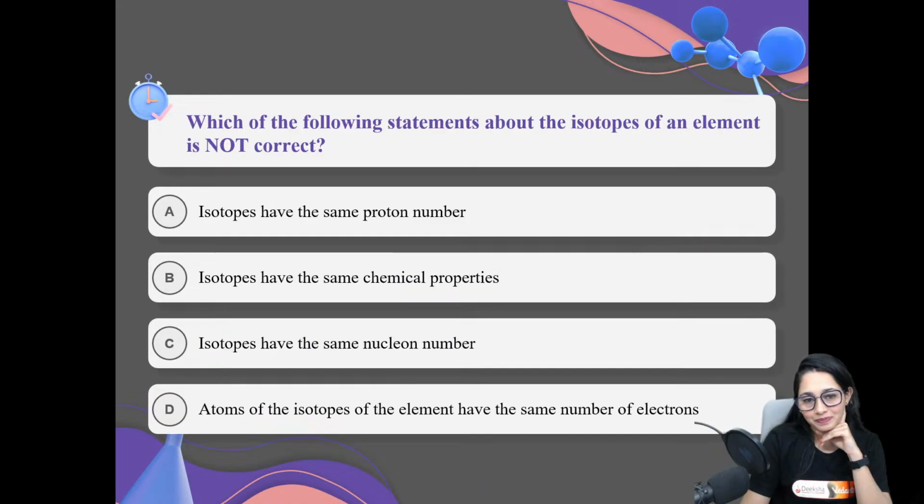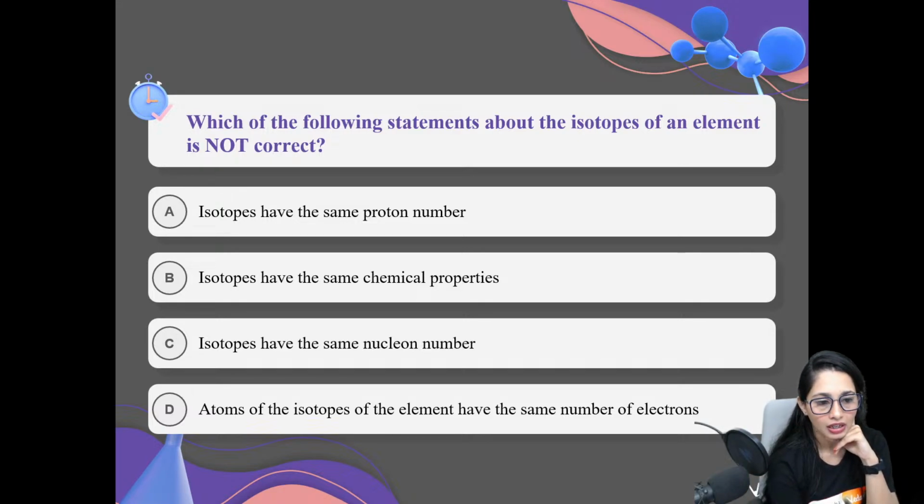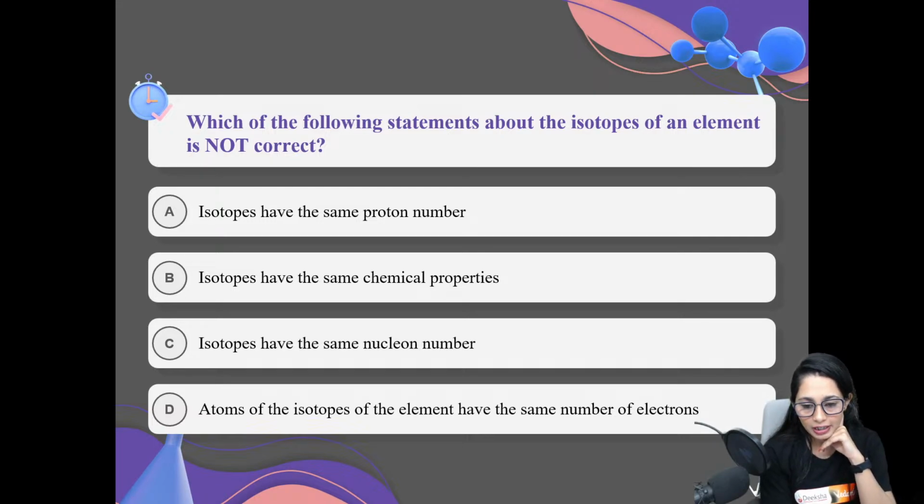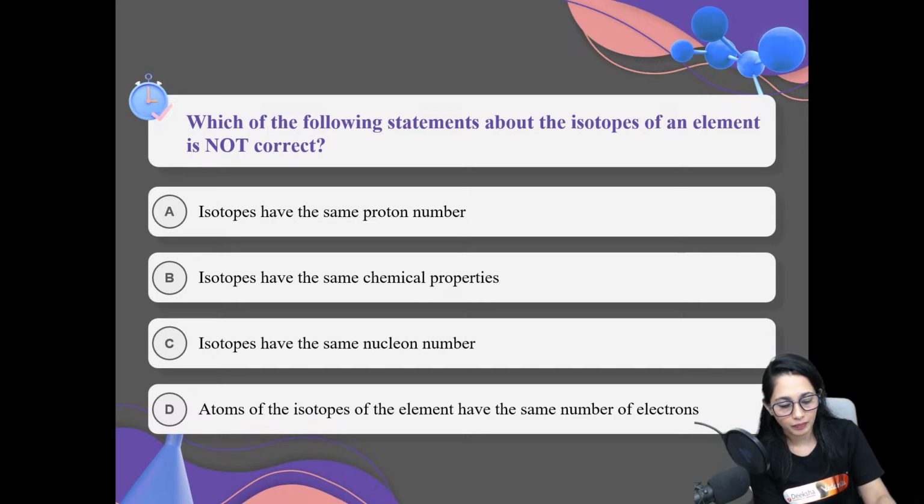Keep it up. Next. Which of the following statements about the isotopes of an element is not correct? Isotopes have the same proton number. Isotopes have the same chemical properties. Isotopes have the same nucleon number. Atoms of the isotopes of an element have the same number of electrons. What's the answer?